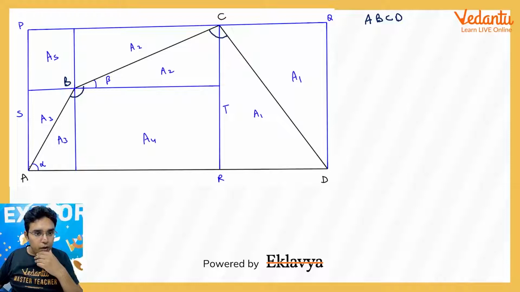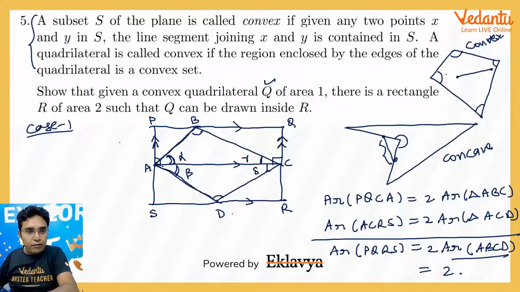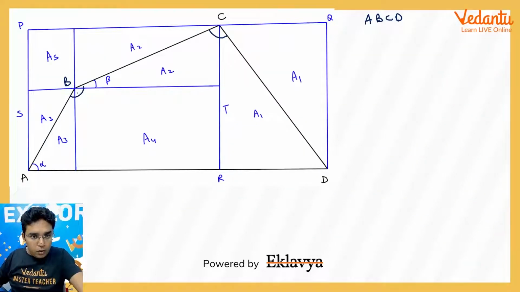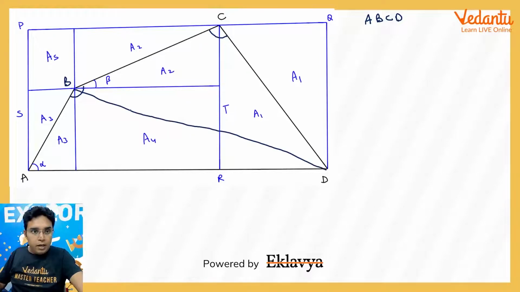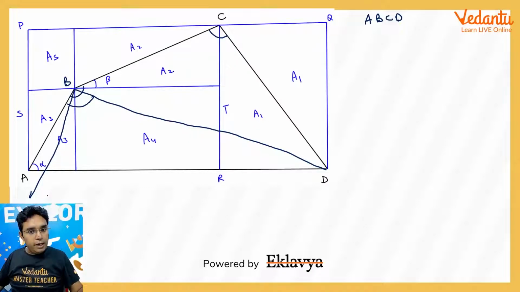Now if you join the diagonals, you may not be able to make a rectangle the way we made in case number 1. In case 1, what was important? These angles, alpha, beta, gamma, delta, were all acute. Here, if I join B with D and this angle is obtuse, you can see my rectangle will be going like this, and this quadrilateral will be going outside. So in this case, I think the previous method will not work.